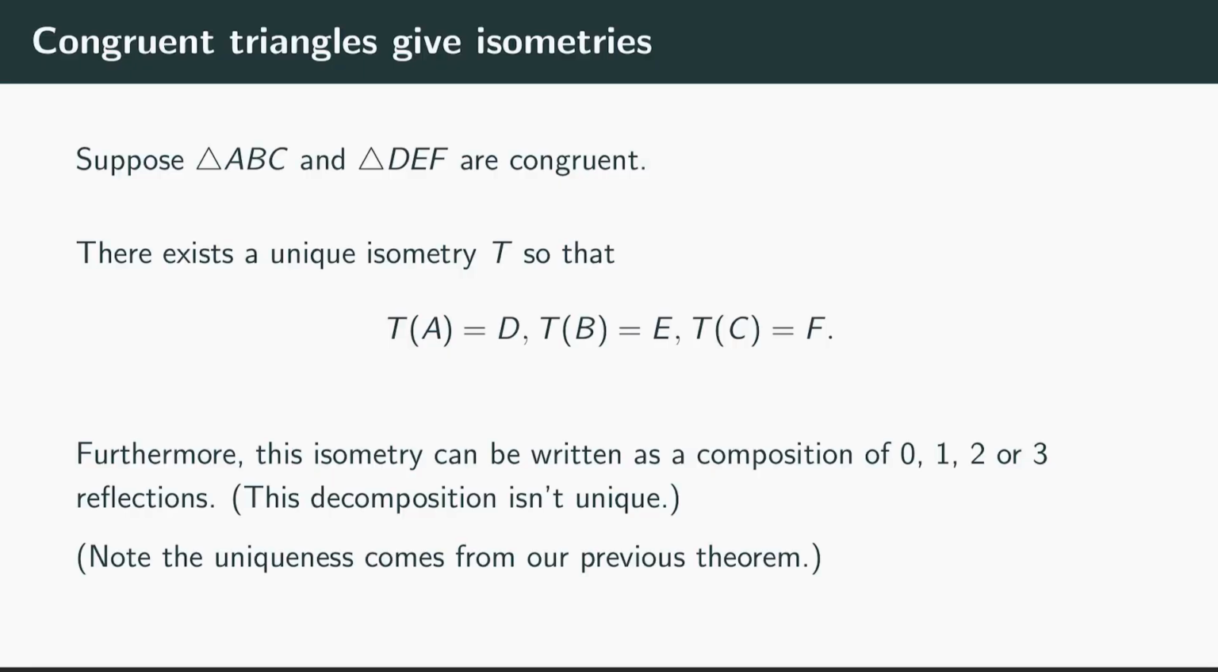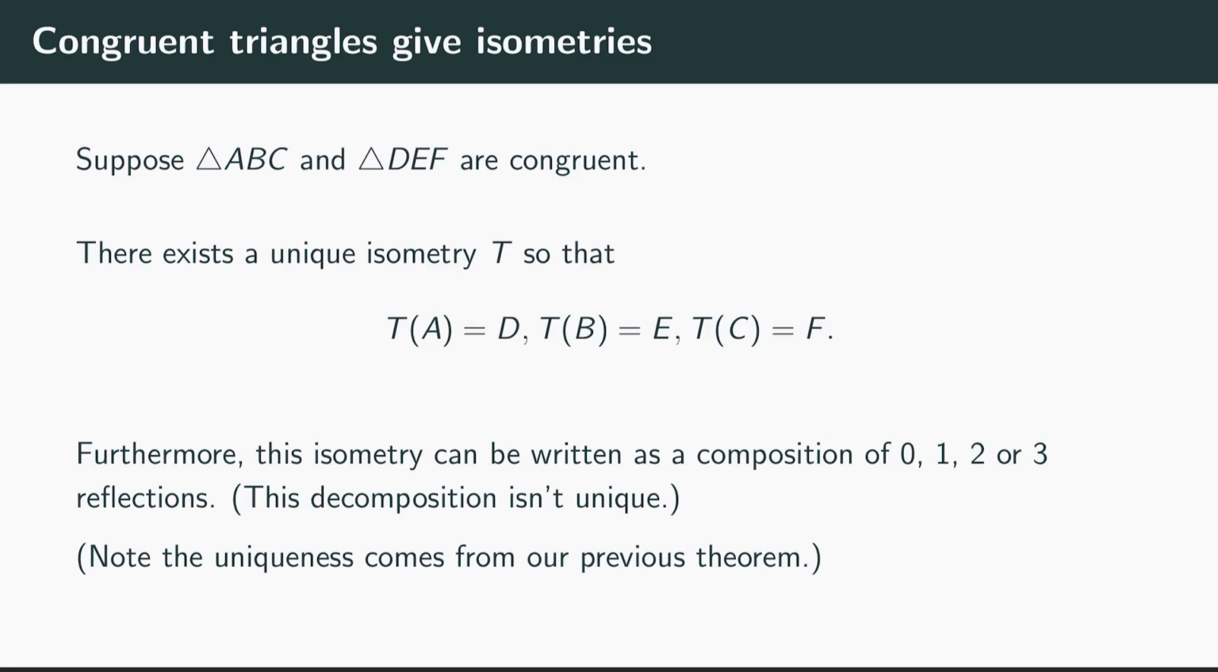Okay, so now we're going to prove that a pair of congruent triangles gives us an isometry that maps one triangle to the other one. So let's suppose I have triangle ABC and DEF, and I suppose they're congruent. Then what I claim is that there exists an isometry T, so that T sends the triangle ABC onto the triangle DEF. And so T of A is D, T of B is E, and T of C is F.